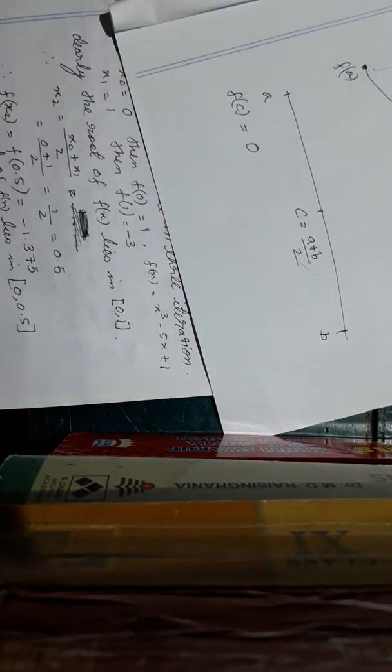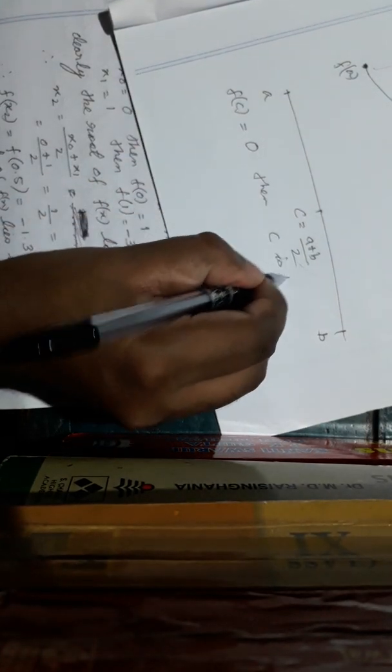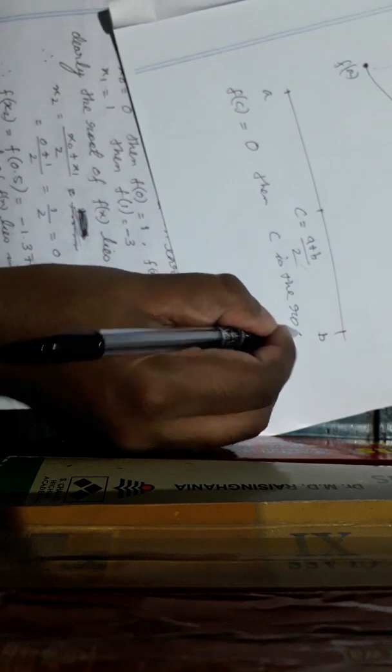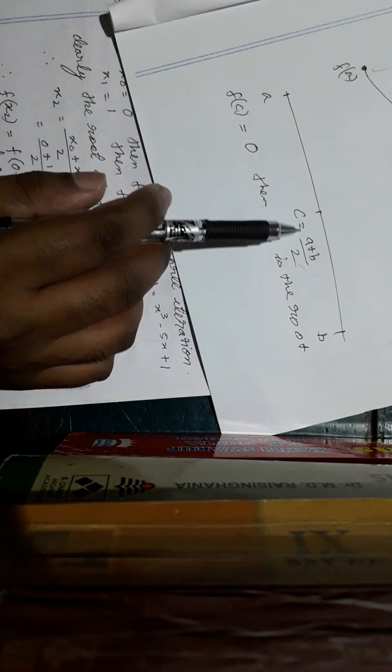By chance, if f(c) is 0, then c is the root. But if f(c) is not 0, then c is not the root. So we get two subintervals, [a, c] and [c, b], and we have to take one subinterval here. How do we choose a subinterval? We are going to find what f(c) is.